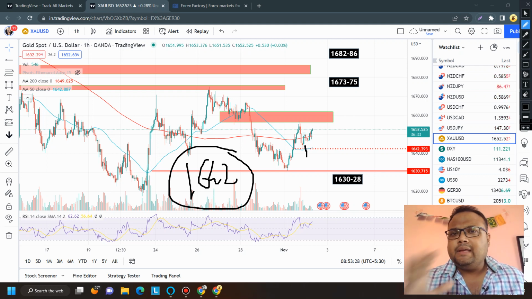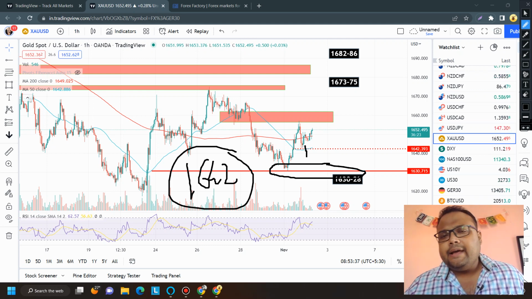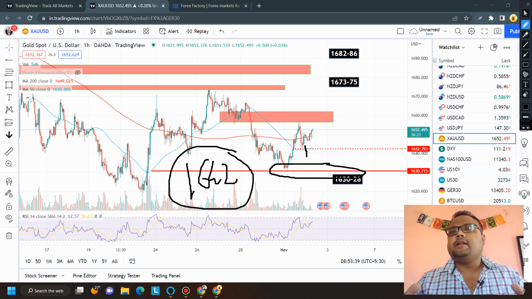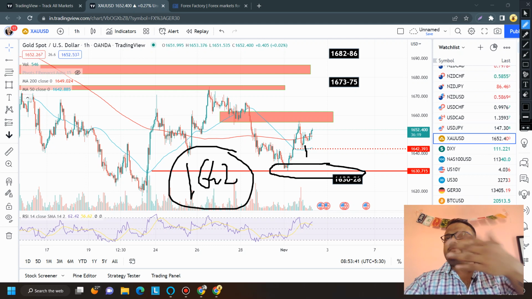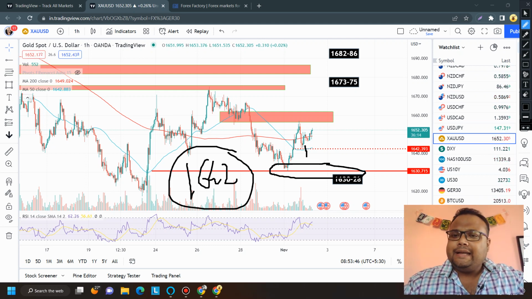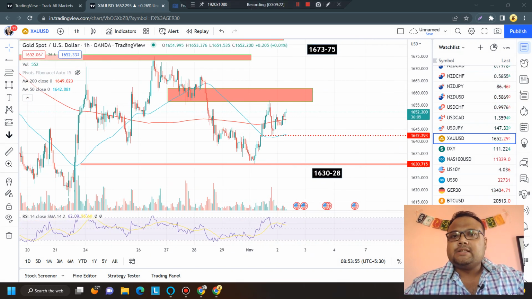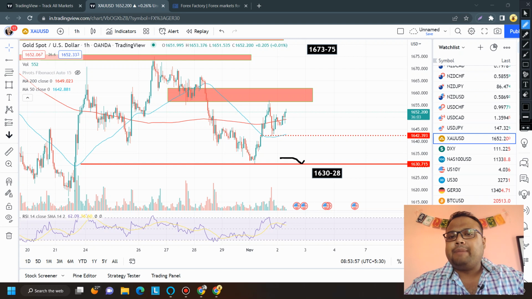And in case we see a heavy fall during FOMC or after the FOMC event, then I think 1630 to 28 should act as support. So after the FOMC, if you see that a heavy fall in the market is going on, then that's your personal choice, buy or sell. I won't comment on that, but I think that 1630 to 28 has the strength to provide support to the market. If the market comes down and bounces, definitely you can go for a buy position.